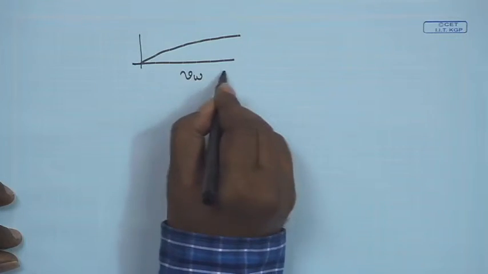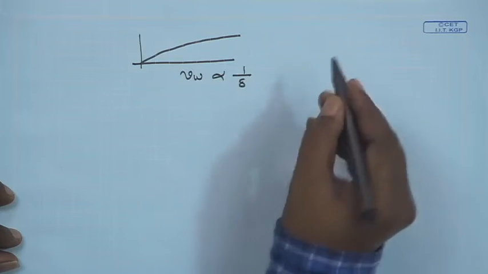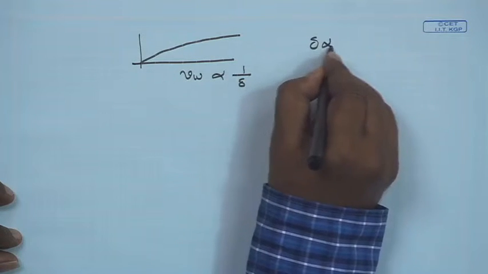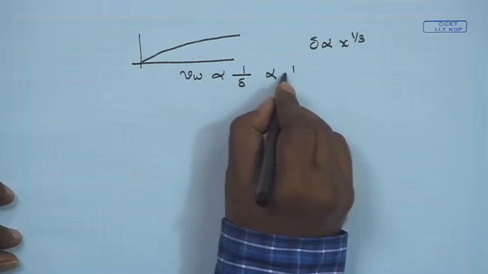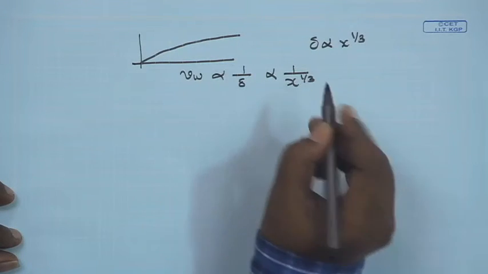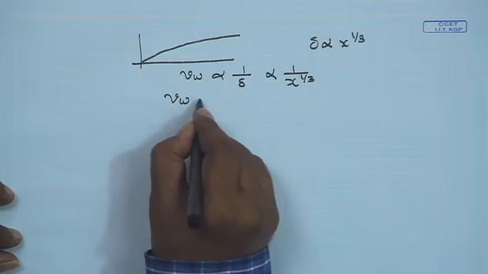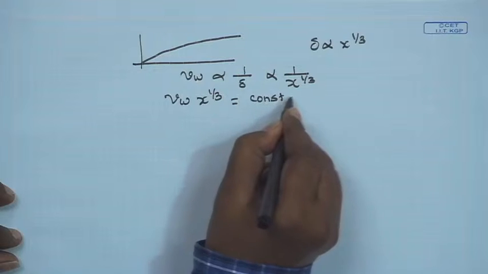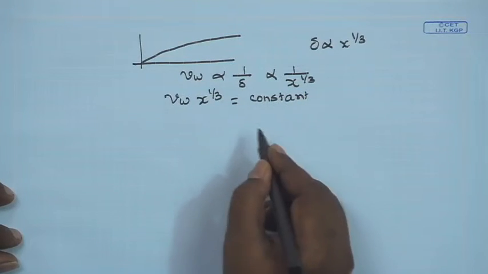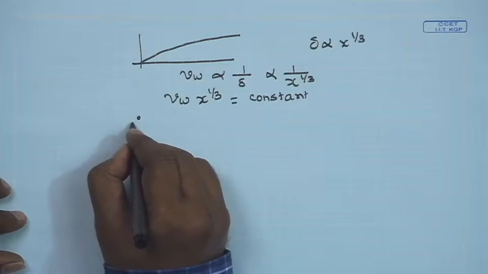So, V w is inversely proportional to delta, and we have already observed that delta is directly proportional to x to the power 1 upon 3. So, V w is inversely proportional to x to the power 1 upon 3. That simply indicates that V w x to the power 1 by 3 is a constant. Okay, so we define a constant.